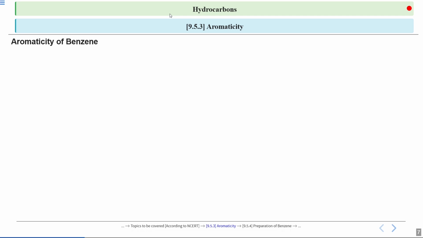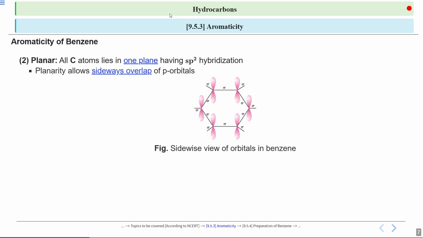Continuing with the criteria for aromaticity of benzene, the second criterion is planar nature. All the carbon atoms in the aromatic compound must be in one plane and each carbon uses sp2 hybridization. This type of hybridization means each carbon forms 3 sigma bonds in a flat arrangement, leaving one unhybridized p orbital perpendicular to the plane. So planarity allows for the sidewise overlap of this p orbital.